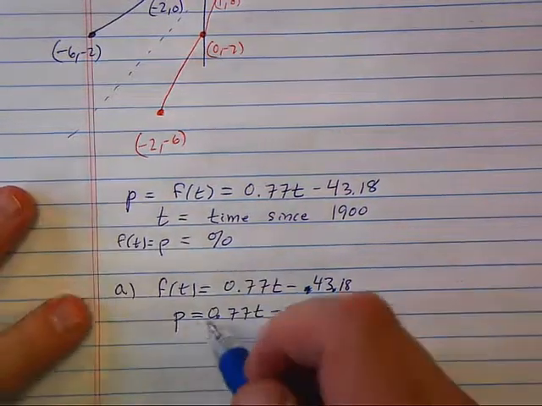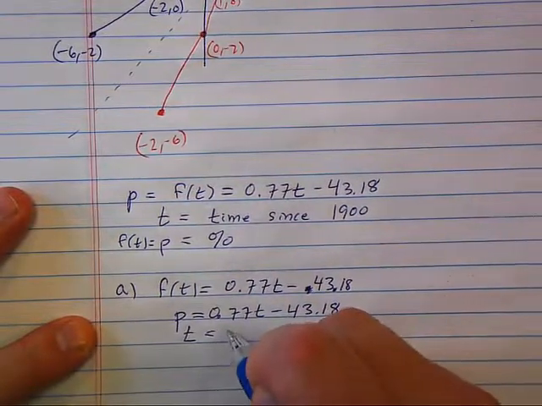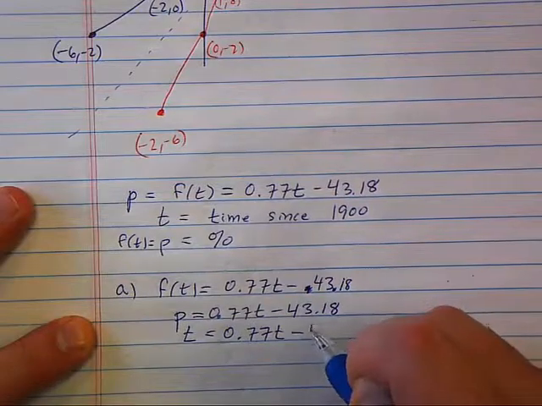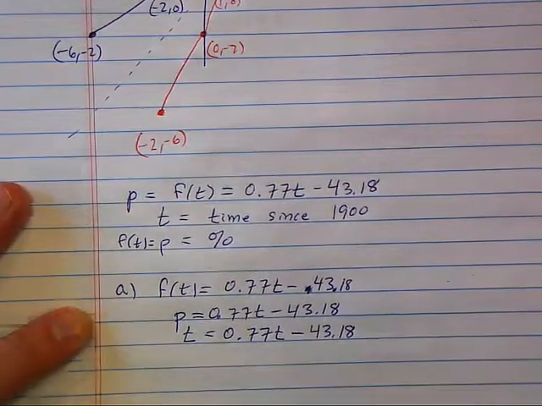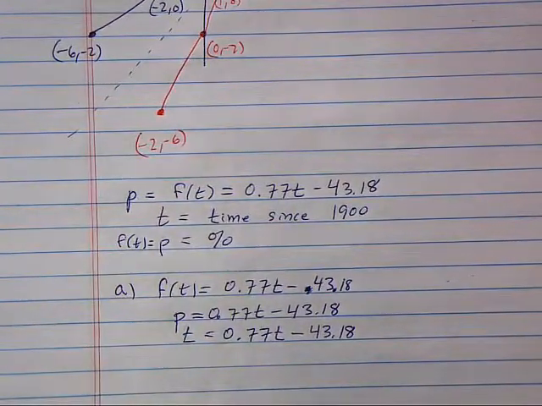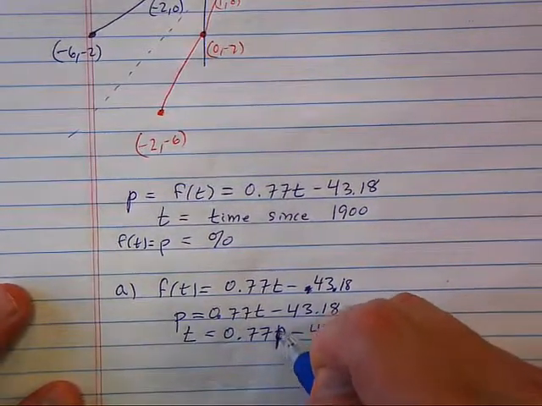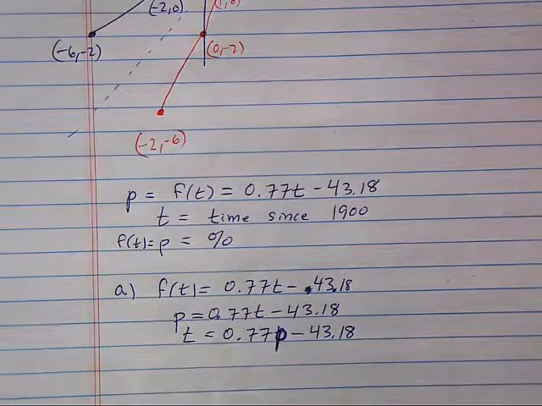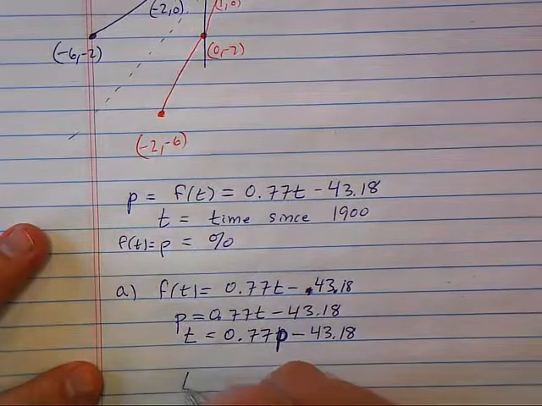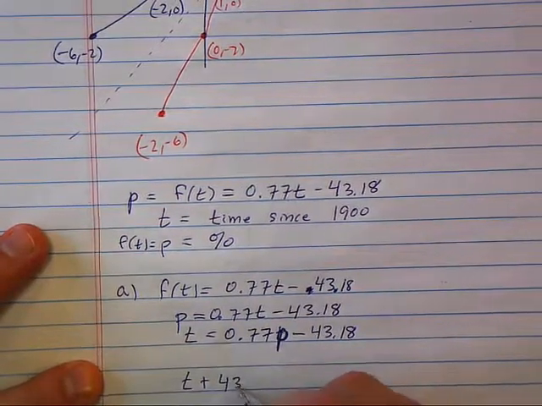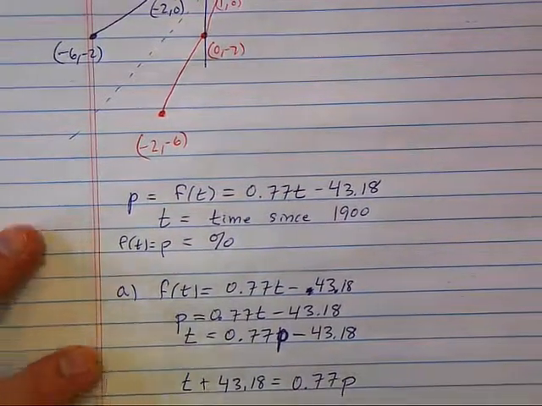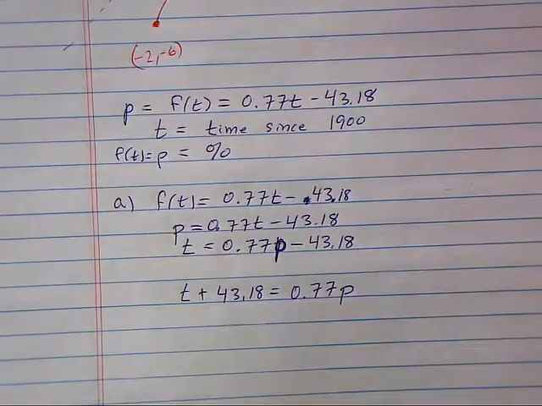Flip t and p. So t equals 0.77p minus 43.18. How do I get the p all by itself? Add 43.18. So t plus 43.18 equals 0.77p. And then divide.